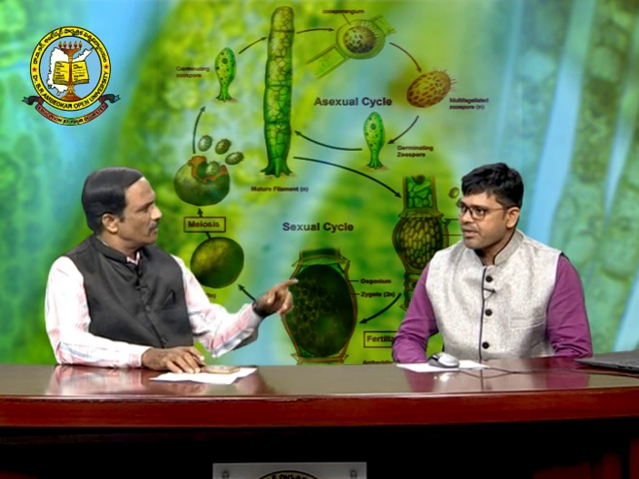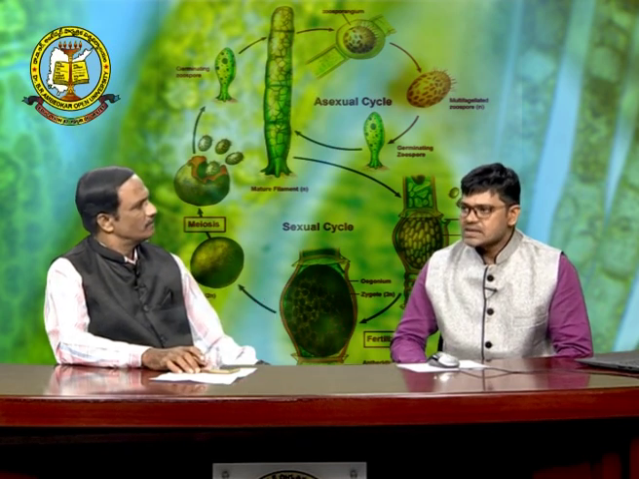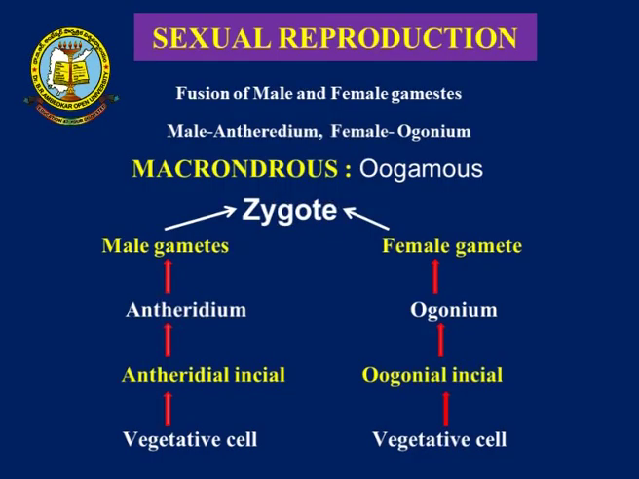Sir, what is the sexual reproduction system in Oedogonium? Sexual reproduction takes place by the formation of gametes, male gamete and female gamete. Let's see the sexual reproduction process. The definition is clear: the fusion of male and female gametes is called sexual reproduction. Commonly the male gamete develops inside the male gametangium and the female gamete inside the female gametangium. The male gametangium is called the antheridium, and the female gametangium is called the oogonium.